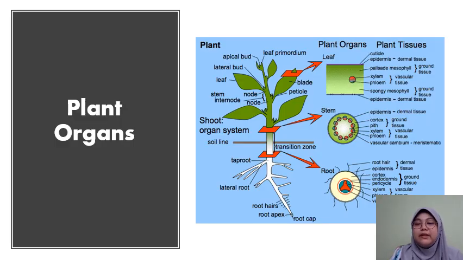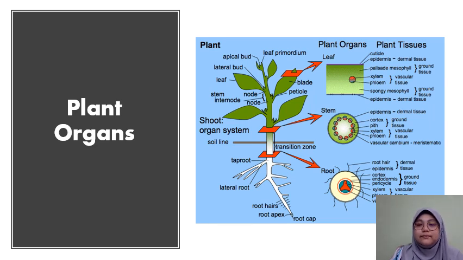Now that we know the different plant tissue types, let's continue and look at plant organs. So if you look here, for plant tissues, we have our dermal tissues, our ground tissue, and also our vascular tissue. And each of these tissue types make up a plant organ. So plant organs consist of leaf, stem, and also roots and their modifications. And from here we have two different major organ systems, which are the shoot system and the root system.